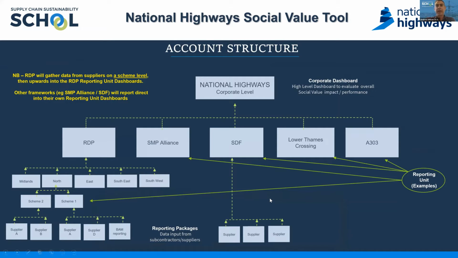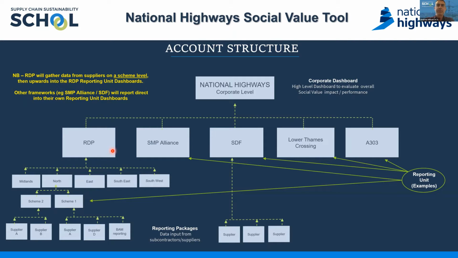Just looking in a little bit more depth at the account structure that we've set up within the social value tool. As I mentioned before, National Highways, corporate level, the highest level, data will be reported on, bringing together the various information which is submitted by the separate frameworks. And then underneath each of those frameworks, reporting will be done at scheme level, as you see there.